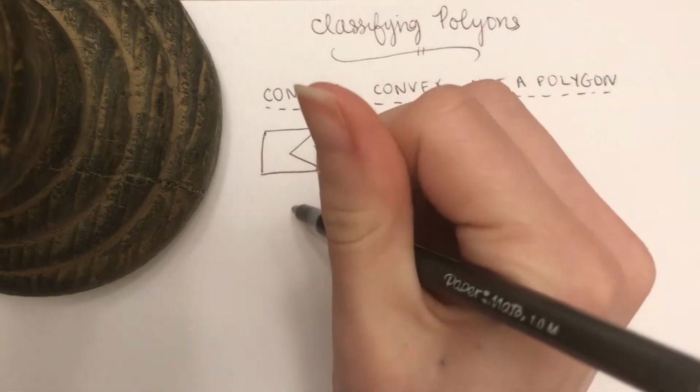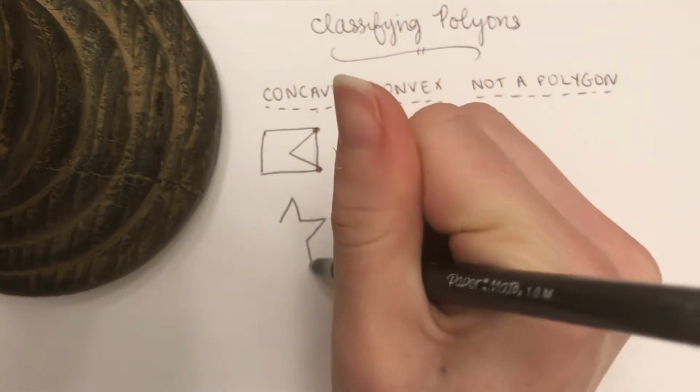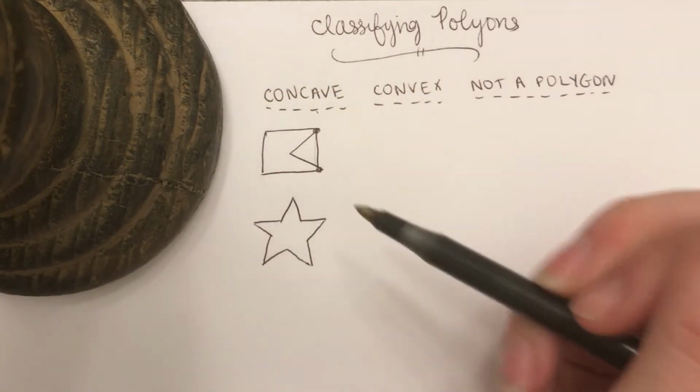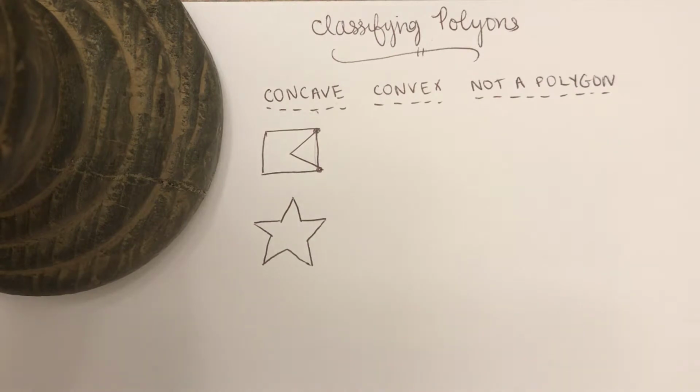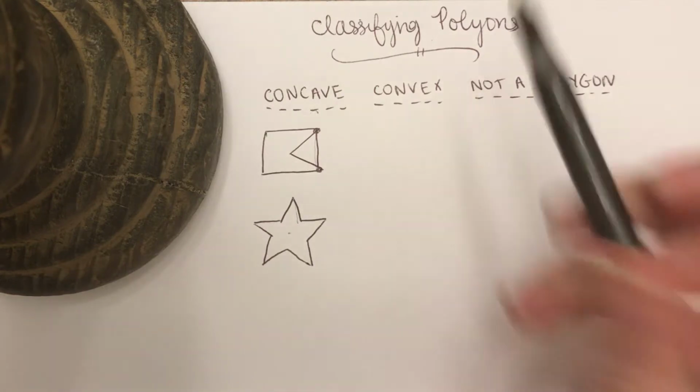An easier way to think of concave is just a shape that kind of caves in. That's one way I like to think of it, if you think of the mouth of a cave, it kind of comes in back towards the center of the shape.